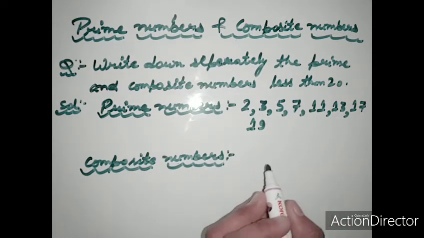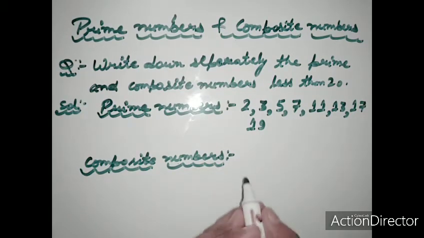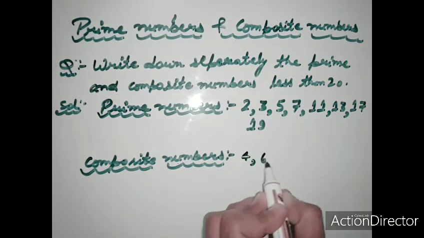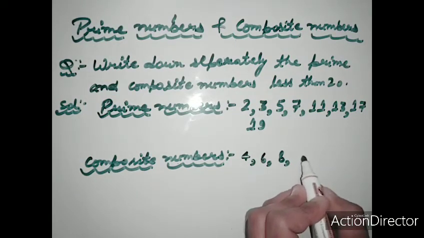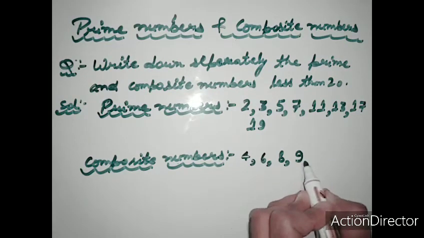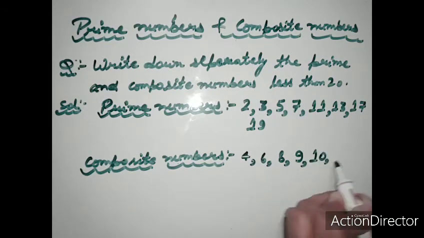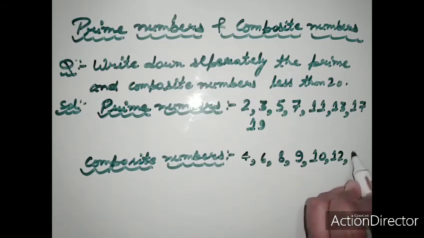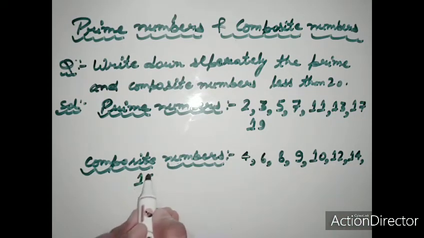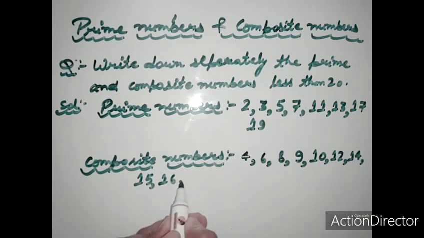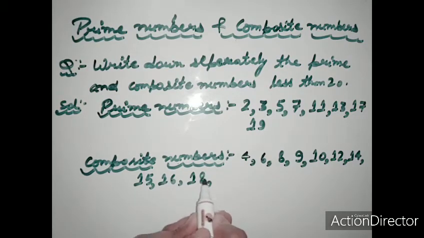Now here we write composite numbers. Composite numbers are 4, 6, 8, 9, 10, 12, 14, 15, 16, and 18. So these are the numbers which are less than 20, prime and composite numbers.